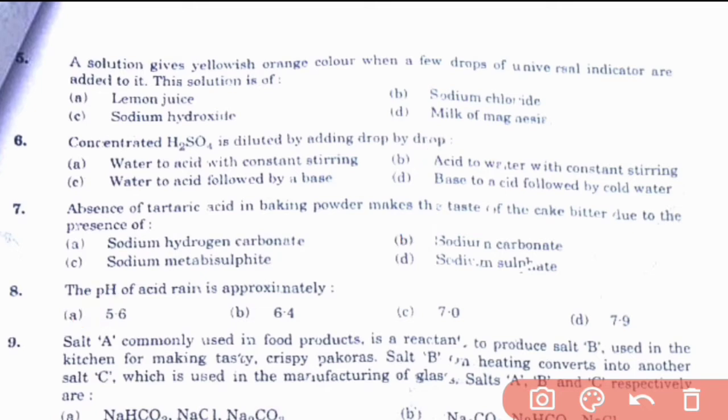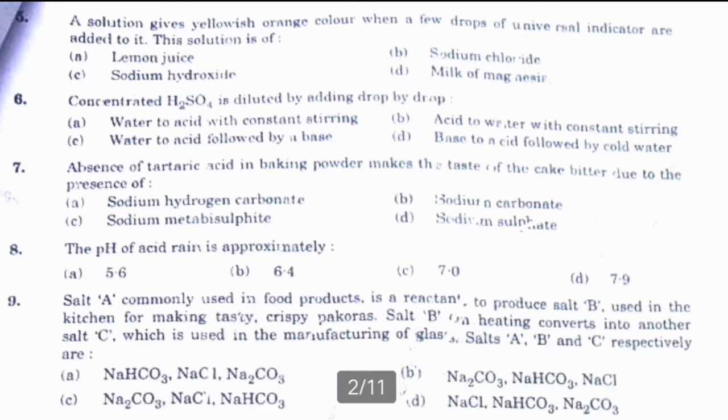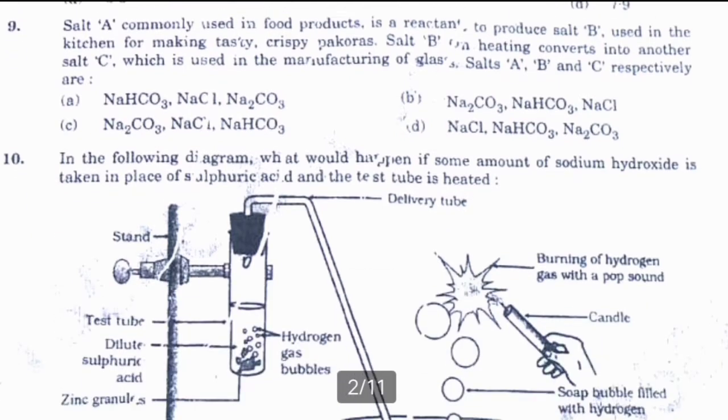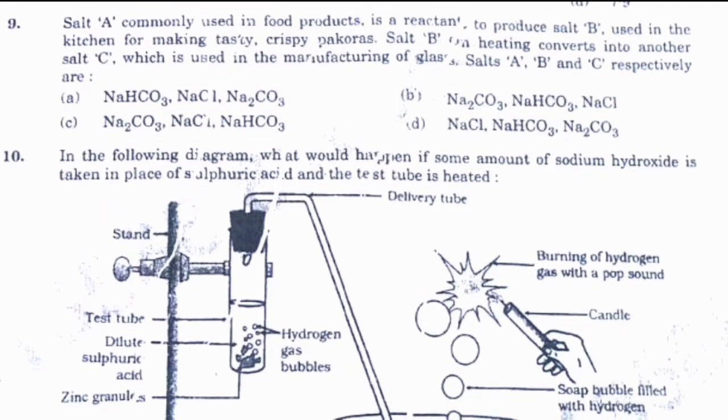So next question we have, that is question number 9. The salt A, commonly used in food products, is the reactant to produce salt B, used in the kitchen for making tasty crispy pakoras.